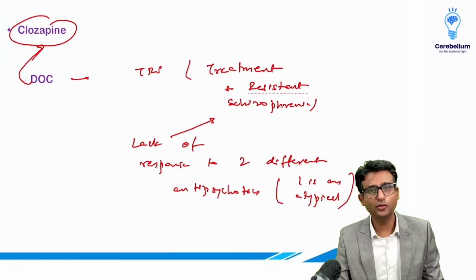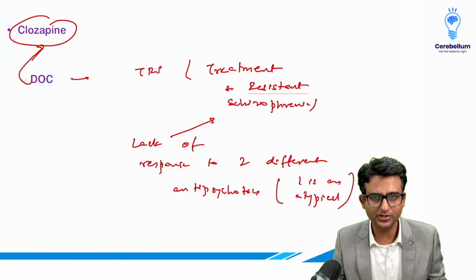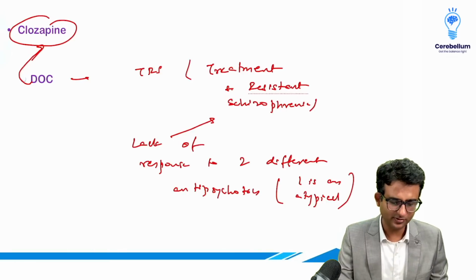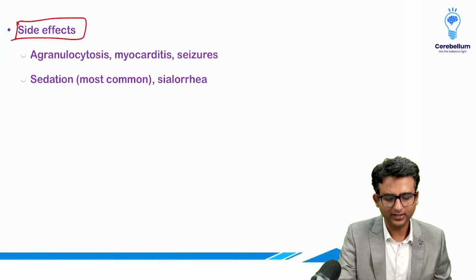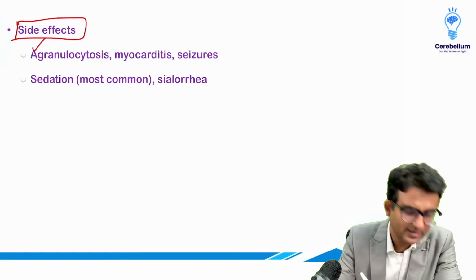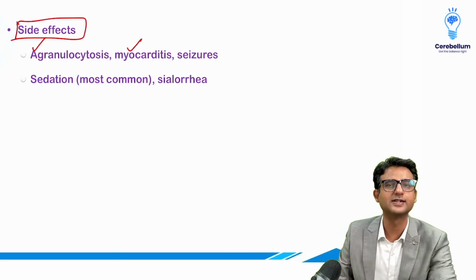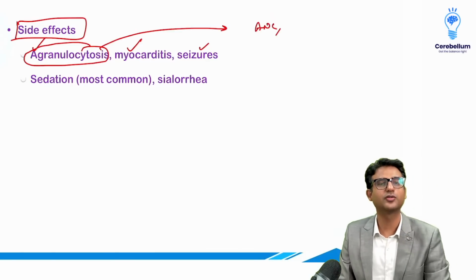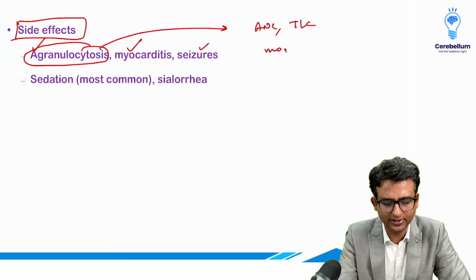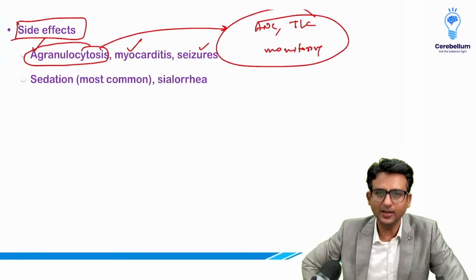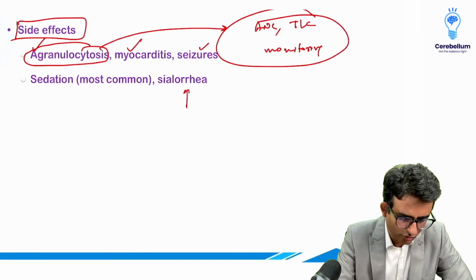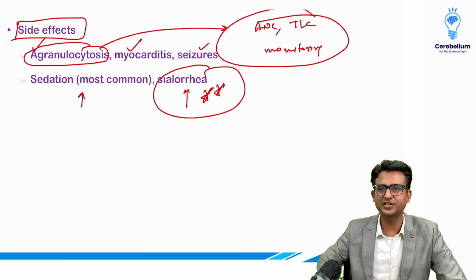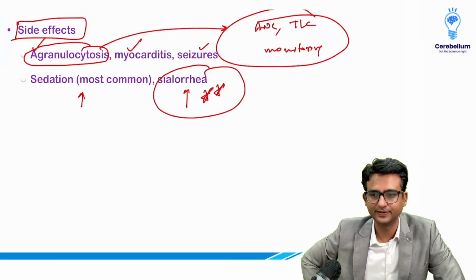So clozapine is a great drug, but you do not give it in usual circumstances to the patient. You give it only for TRS patient. Why? Because of the side effects. There can be significant side effects of clozapine. What are the side effects of clozapine? There are three life-threatening side effects of clozapine. The first one is agranulocytosis. The second one is myocarditis. And the third one is seizures. Because clozapine can cause agranulocytosis, that is why when you give clozapine, you always do ANC and TLC monitoring. What is the most common side effect of clozapine? Sedation. What is the most important side effect for exams? Sialorrhea. Patient has excessive salivation. ठीक है? Very good.